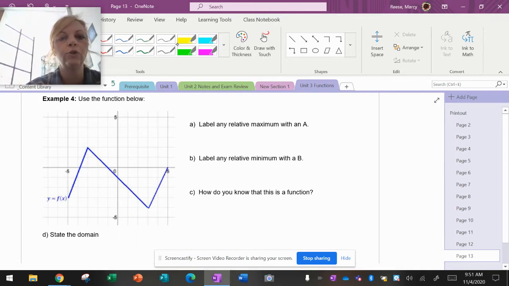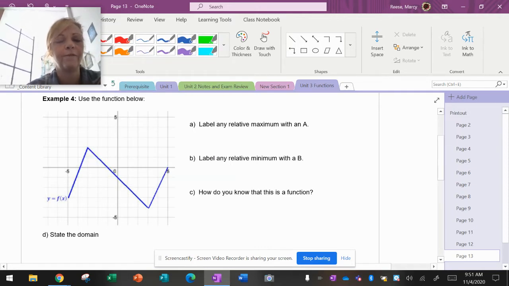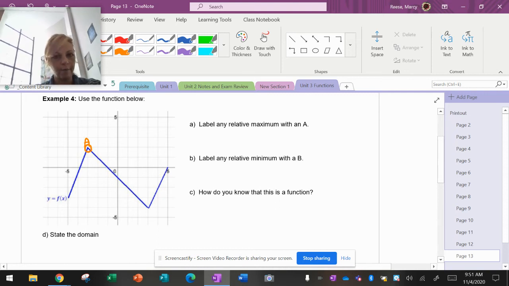So when you do your little project that I sent home with you that you have to do on Friday, you're going to put an A there. You can do a little key if you want. You want to put letters, you want to do colors, whatever. Relative min is going to be where we put a B. So I see down here is a B.